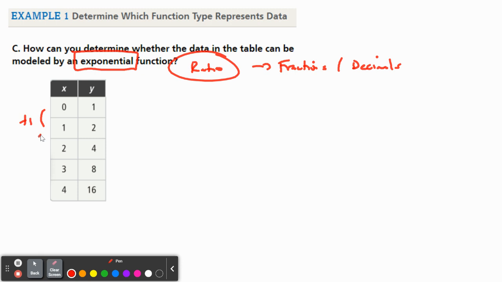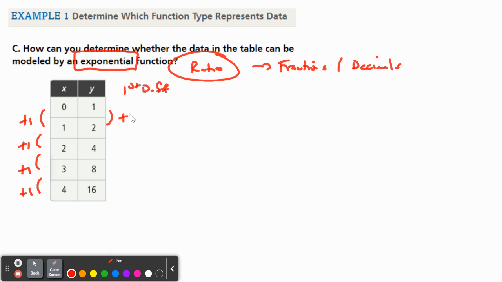So 0 to 1 is plus 1, 1 to 2 is plus 1, 2 to 3 is plus 1, 3 to 4 is plus 1. So again, I'm thinking this might be quadratic. I know it's not going to be linear because they're not growing. Like from 1 to 2, it's a difference of 1, right? So I know it's not growing by 1, but it could be quadratic. So let's go with the first differences.